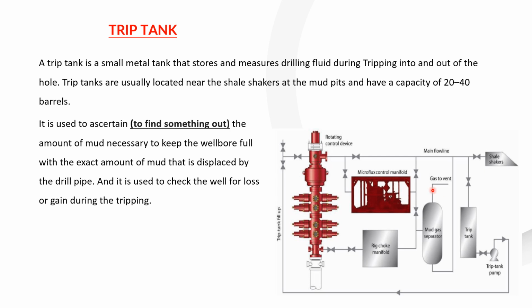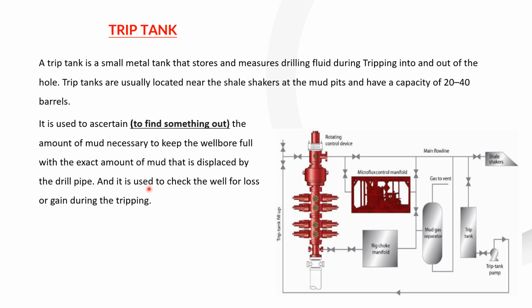So the trip tank is used to ascertain. Ascertain means to find something out. The amount of mud necessary to keep the wellbore full is the exact amount of mud that is displaced by the drill pipe. And it is used to check the well for loss or gain during the tripping.